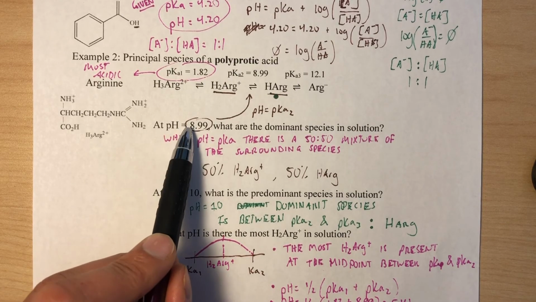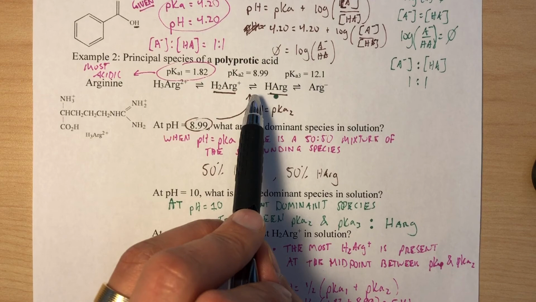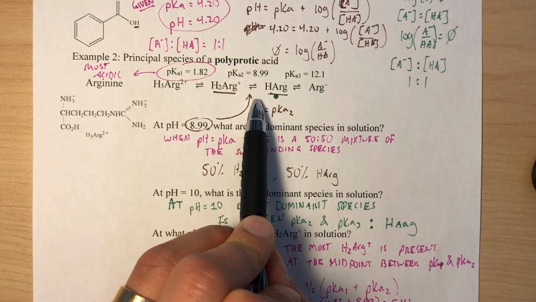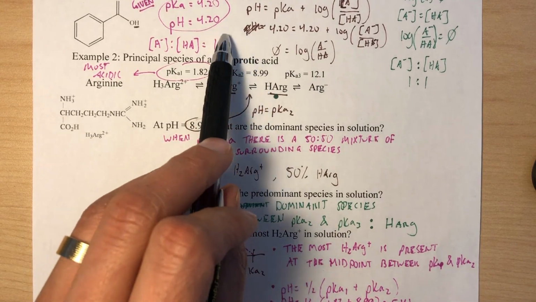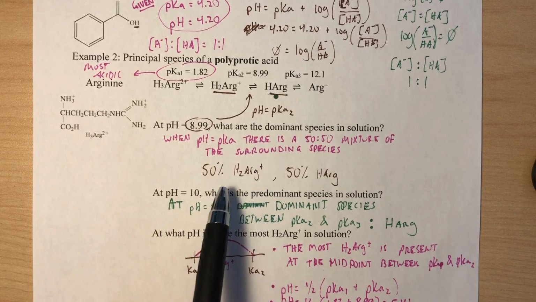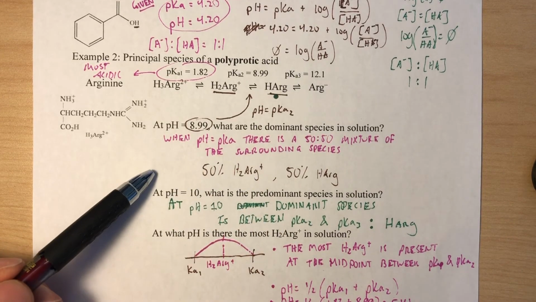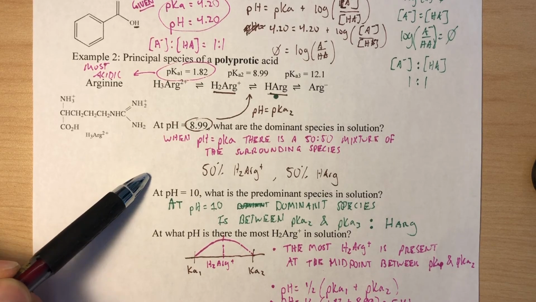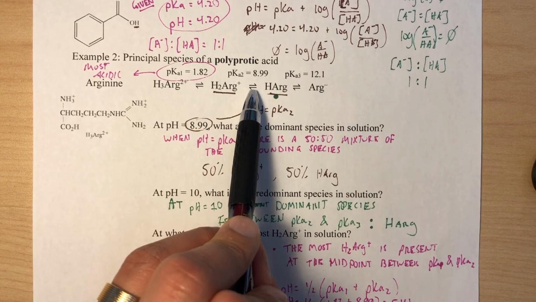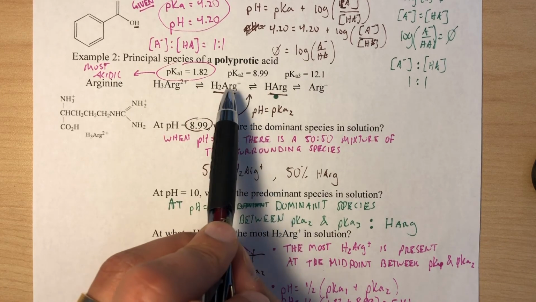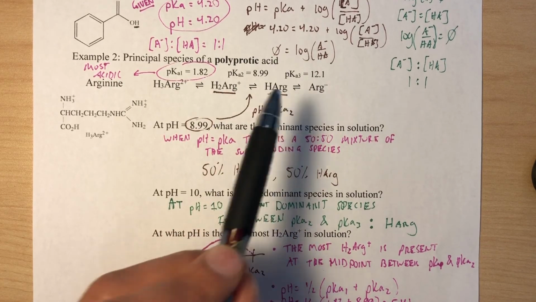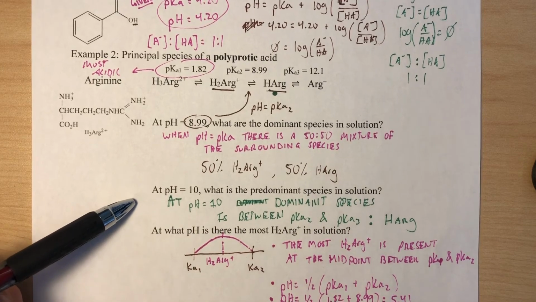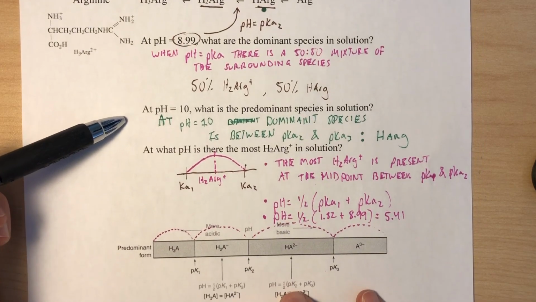At a pH of 8.99, we are exactly at pKa2. This is going to be similar to the situation with benzoic acid above. At a situation where pH is equal to pKa, there is a 50-50 mixture of the surrounding species. So if we're at a pH that is equal to this pKa, then we have a 50-50 mixture of H2 arginine and H arginine. At a pH of 10, what is the predominant species?